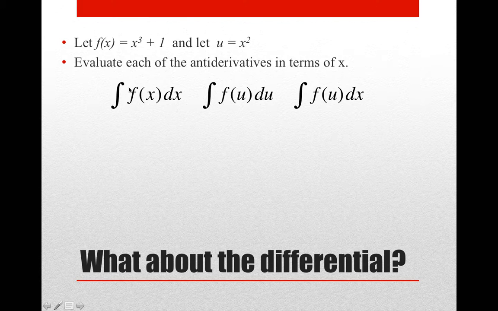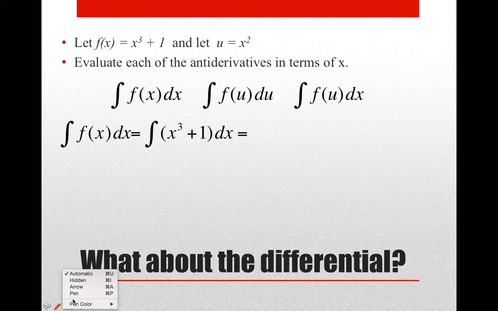So the first one here, if I wanted to find the integral of f of x dx, that's saying I want to take the integral of f of x with respect to x, which means x is the variable in use. I would take the function f of x, and I would integrate x to the third plus 1. And obviously, I think we all know that that antiderivative is x to the fourth over 4 plus x plus c.